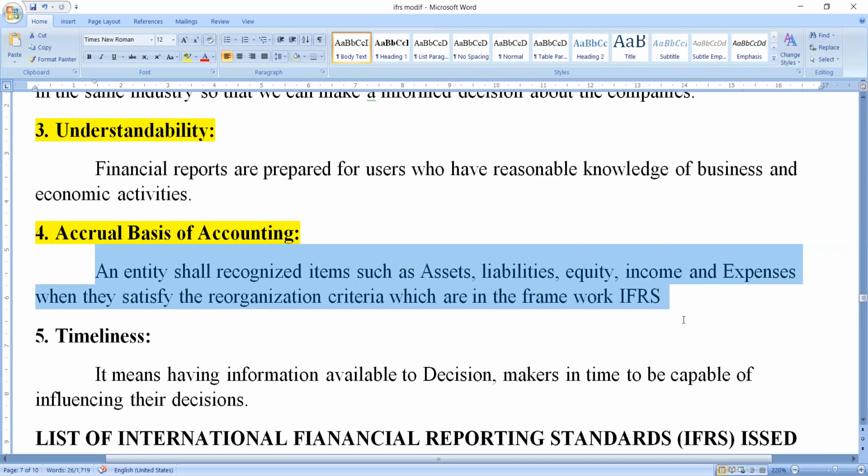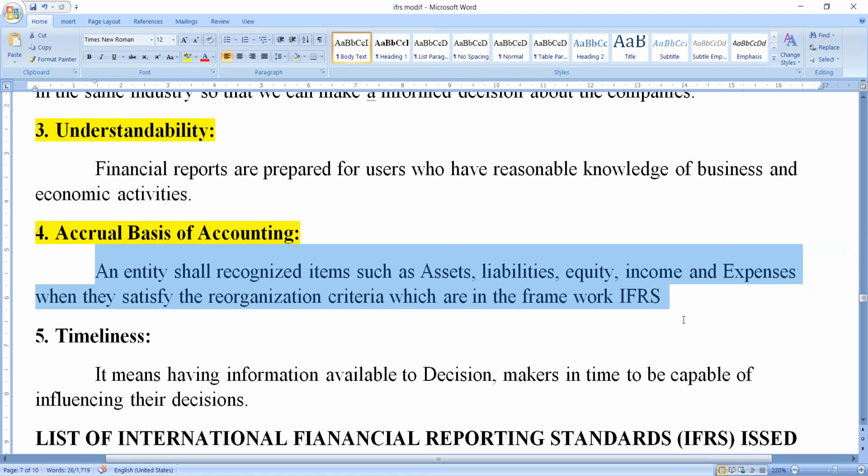It may be fixed assets, or it may be current assets, or it may be any type of liability, or it may be any type of equity share capital, or it may be any type of income or expenses. Each and everything we are identifying with the guidelines of the IFRS standards.